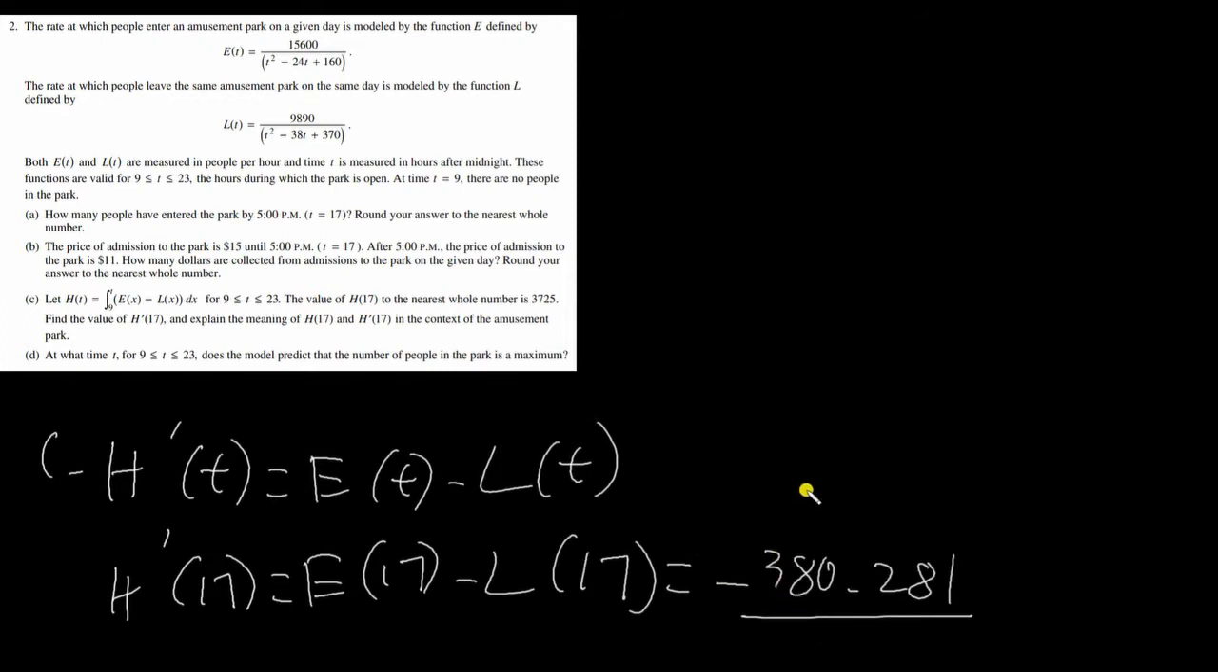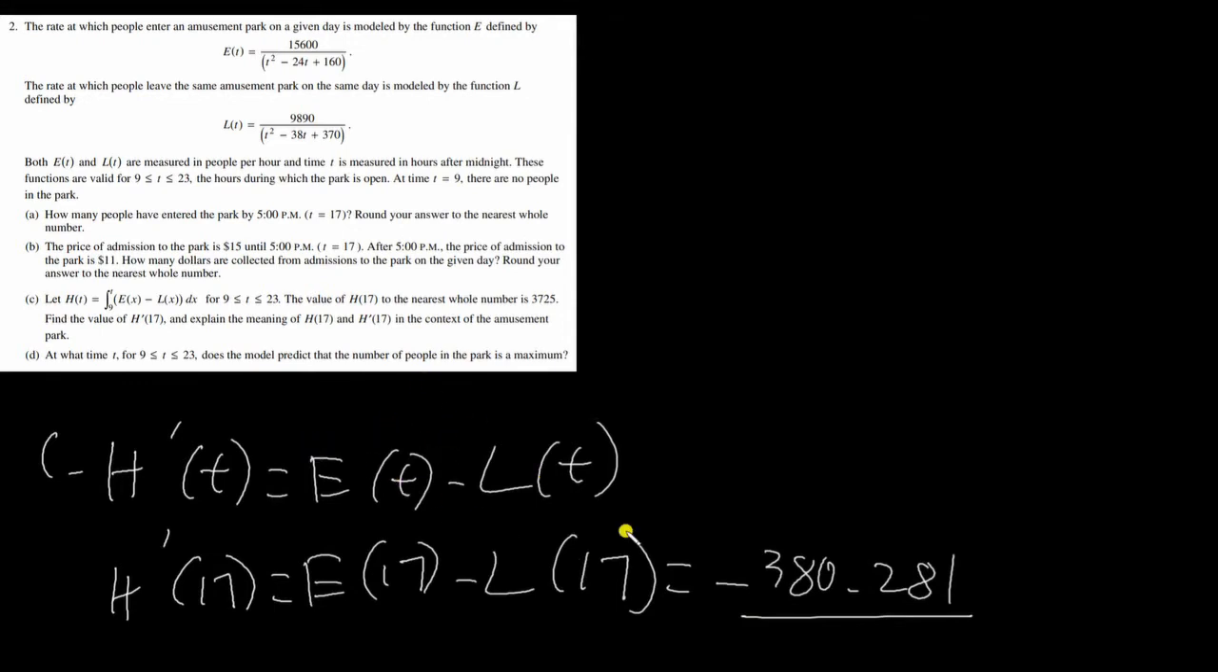And then if h of t is the number of people in the park at a certain time, well, h prime of t is going to be the rate of change of the amount of people in the park at a certain time. So when we say that h prime of t is this negative number here, we're saying that that is the rate of change of the number of people in the park at t equals 17, namely this value here. So the negative means that it's decreasing. The number of people in the park is decreasing at t equals 17.